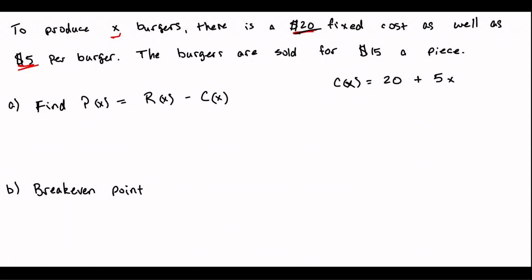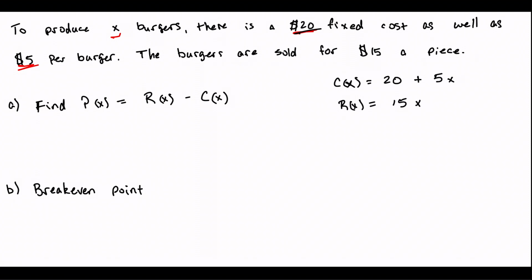The burgers are sold for $15 a piece. That means the customers are paying $15 a piece. As a business, you bring in $15. Your revenue for each burger, R of x, is $15. But not just 15 bucks, because just like the fixed cost, if we just said revenue is $15, you sell 1,000,000 burgers, you still get $15. No, of course not. R of x is 15 per burger, so 15 times the number of burgers you sell.